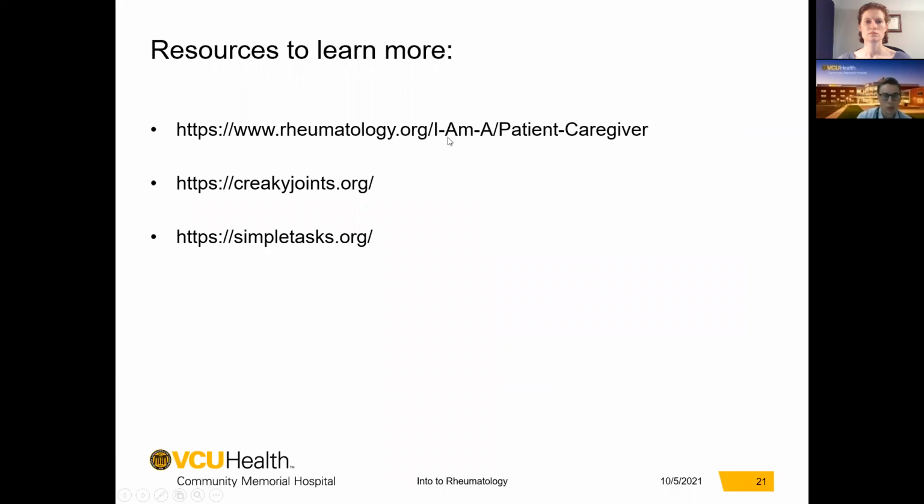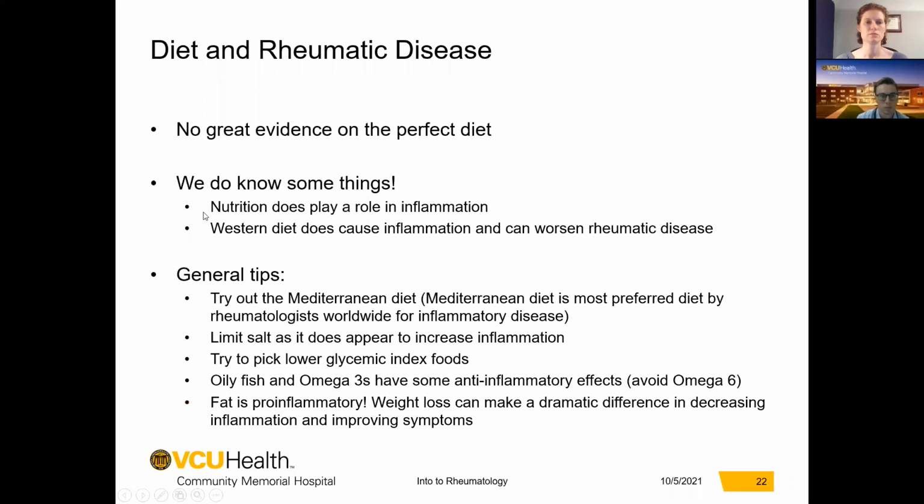These are some resources that I give to a lot of patients, and I think they are a really good way to learn more about these diseases if you have any questions, and they go into more detail on some other joint problems as well. Rheumatology.org is the site of the American College of Rheumatology. CreakyJoints is a patient support group for patients with autoimmune and joint diseases. And SimpleTasks.org is a site about coping functionally with joint disorders.